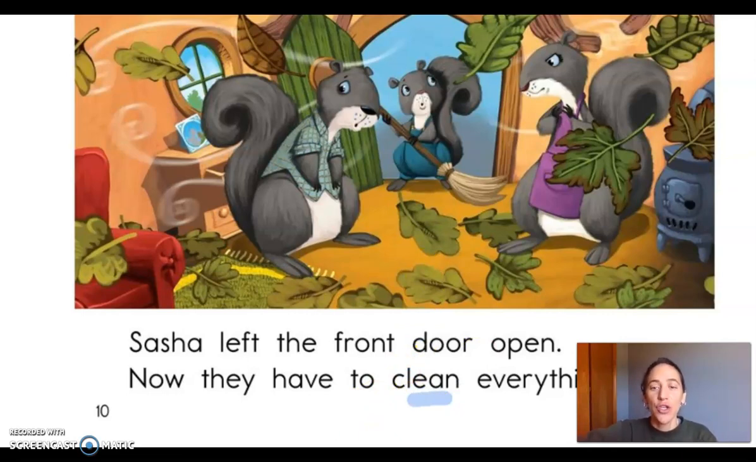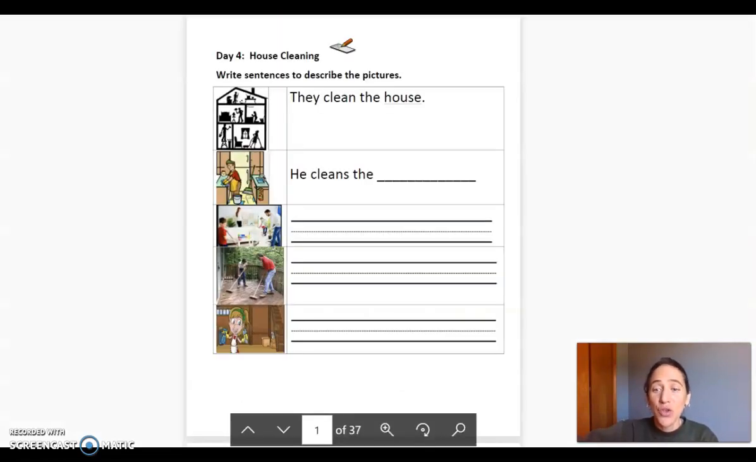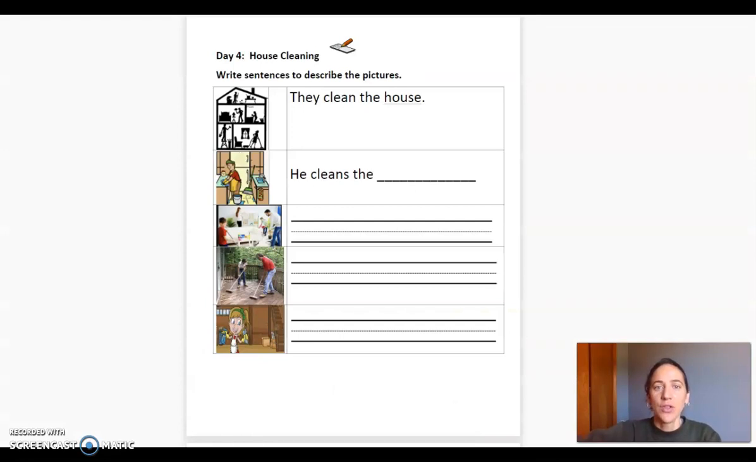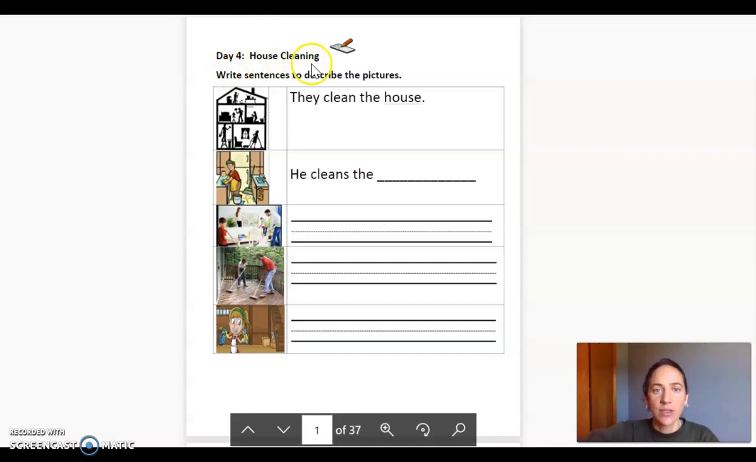Great job. You can hit pause and go back and re-listen to the story or read it again by yourself. You did a really nice job on that. So now we're going to connect some of our vocabulary from all this week with the book that we read. It says, write sentences to describe the pictures. So in all of these, it's going to be about what people clean. And I want to look in the pictures to think, what are they cleaning?